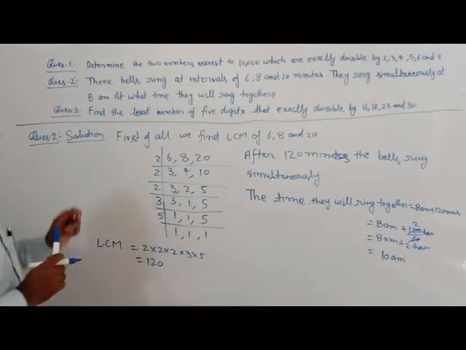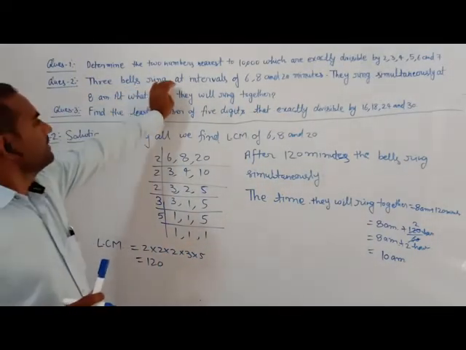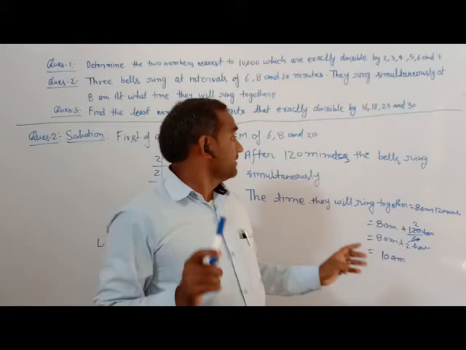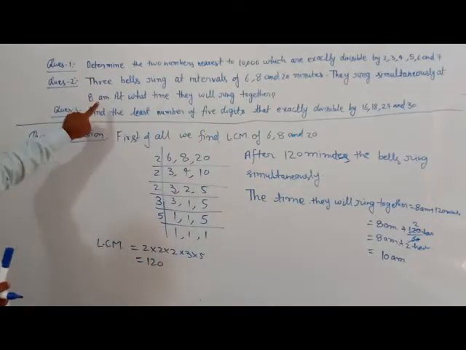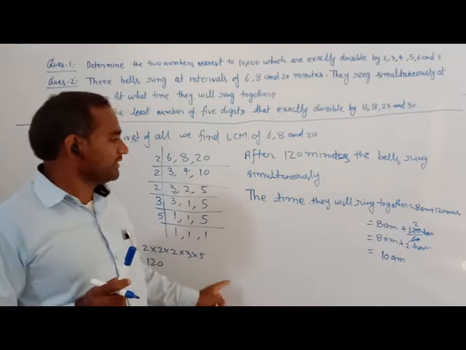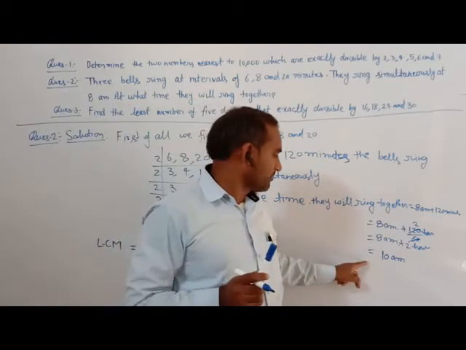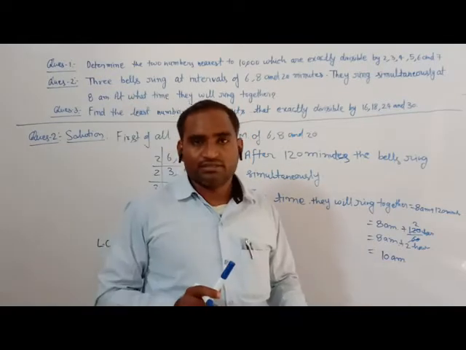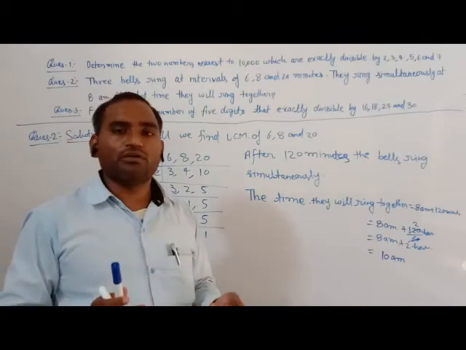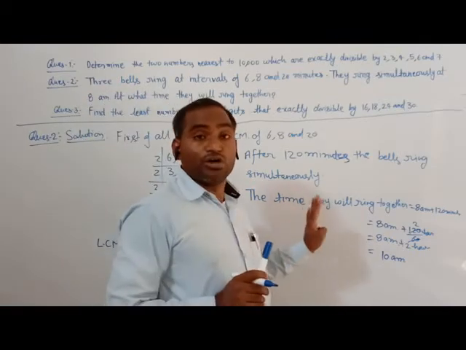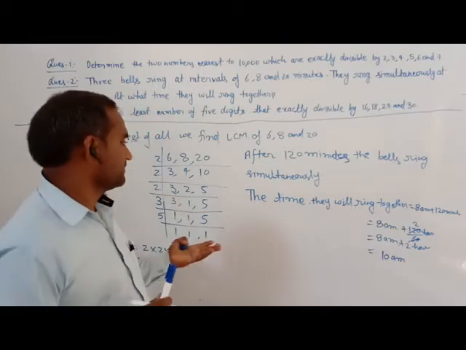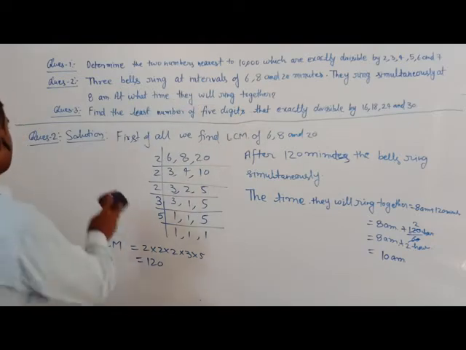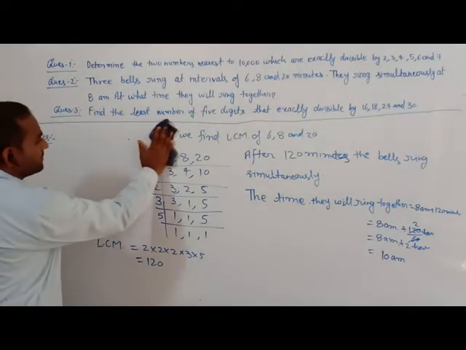At 10 AM, these bells ring together. If they ring together at 8 AM, they will also ring together at 10. So after every 2 hours, the bells ring together. In this way, all of you can solve many questions related to this type of question. Now we solve question number 3.